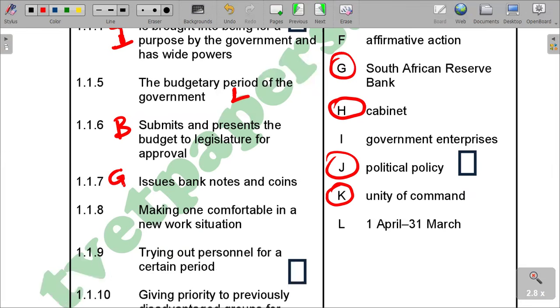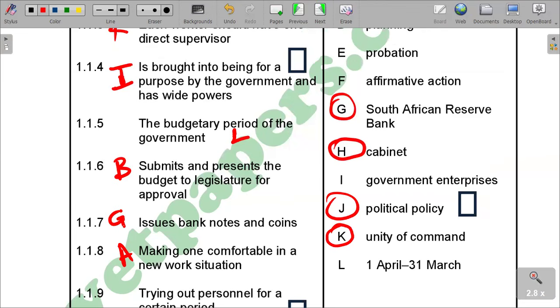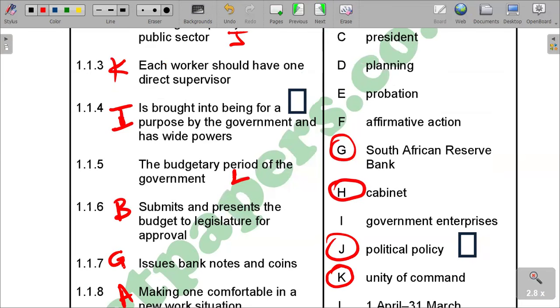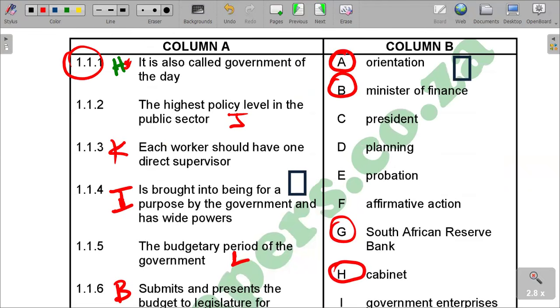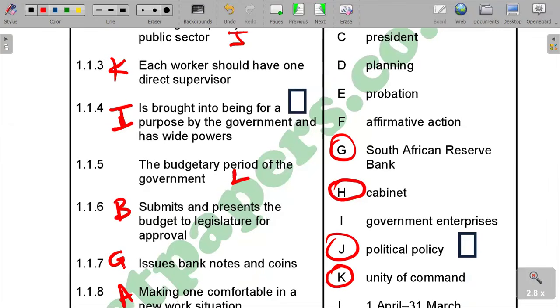So induction makes one comfortable in a new workplace. You are given the knowledge and understanding of the workplace you are going to work in, being introduced to the systems and all the other things a person is going to work through as he joins the organization. So you are made aware and feel comfortable because of the orientation or induction process that you go through as a new employee.